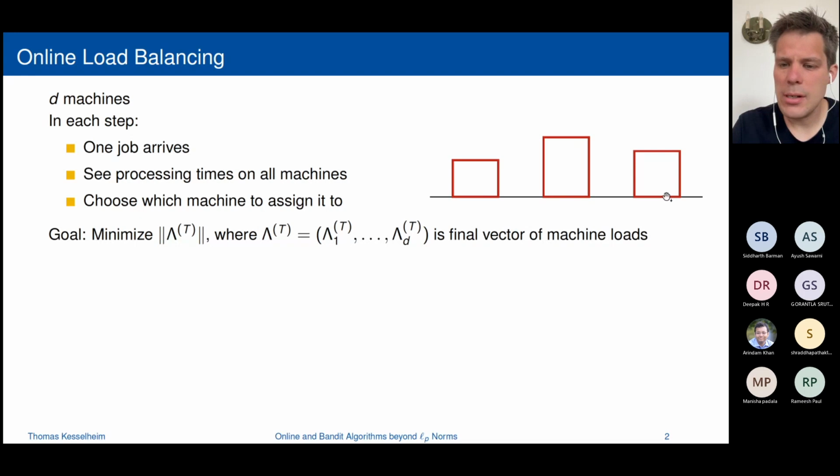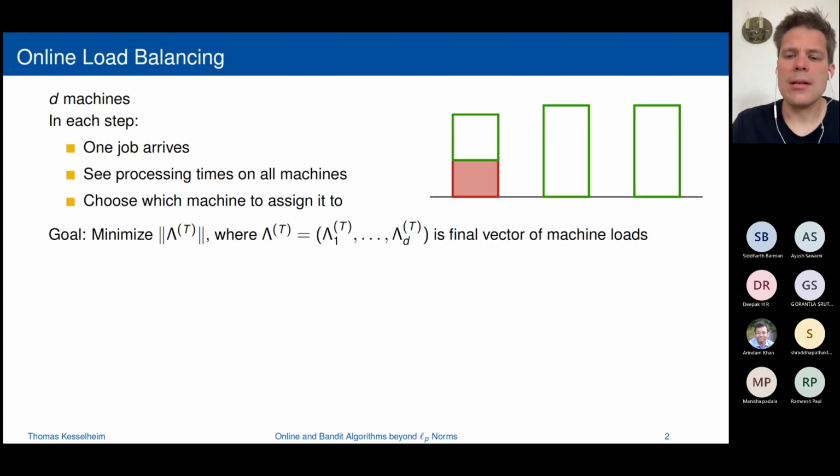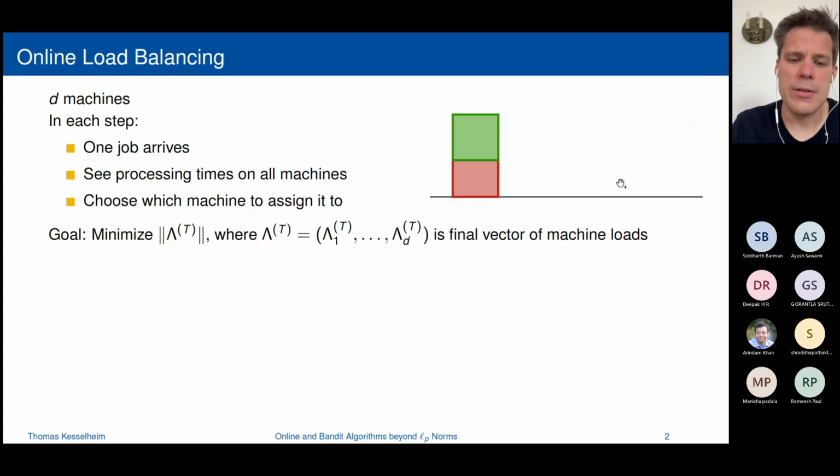So quick example here, we might have this first job. We could process it on the first, second, or third machine. Maybe let's choose the first machine, and then the second job arrives. And we could again process it on the first, second, or third machine. Maybe we again choose the first machine.